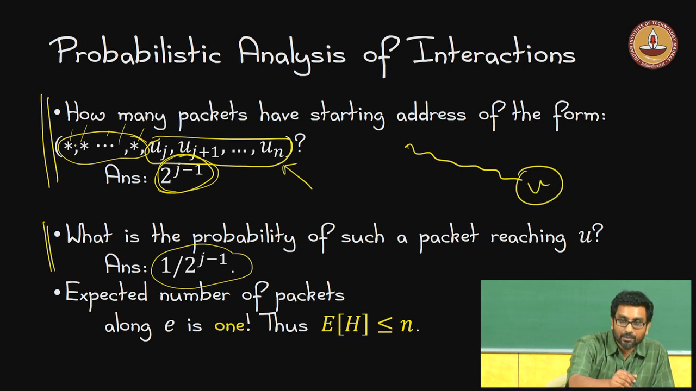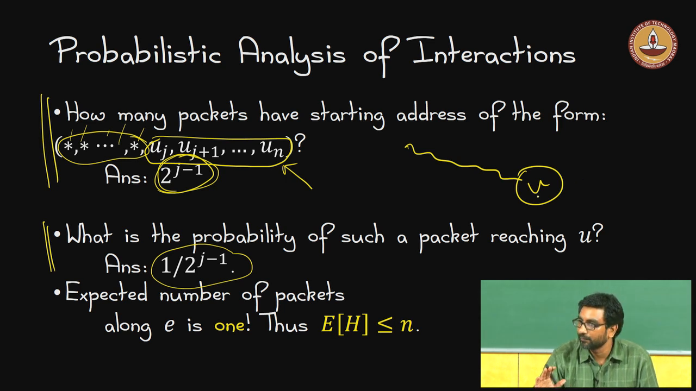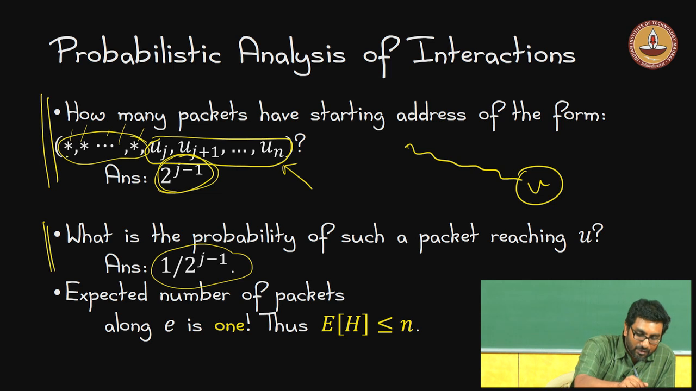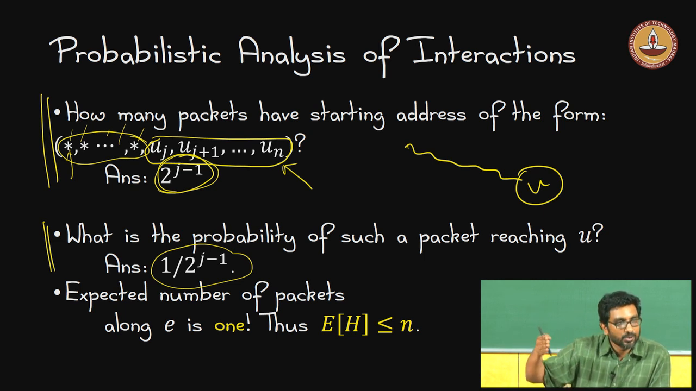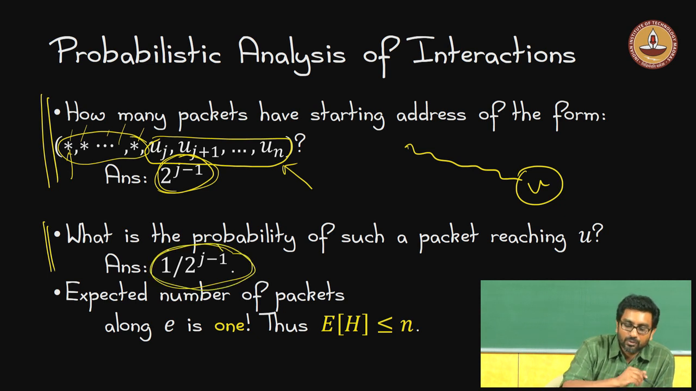Well, in the bit fixing sequence, each one of them has to be fixed just right, so that the address matches u exactly, okay. Which means in the very first bit, the first star, whatever the star was, the random value associated with the destination should match the first bit in u. So, that happens with probability half. The second bit also should match with the second bit of u, again probability half, and so on. Each random bit has to be chosen appropriately, and that will happen with probability half, and there are j minus 1 such choices. So, this probability is 1 over 2 raised to the j minus 1.